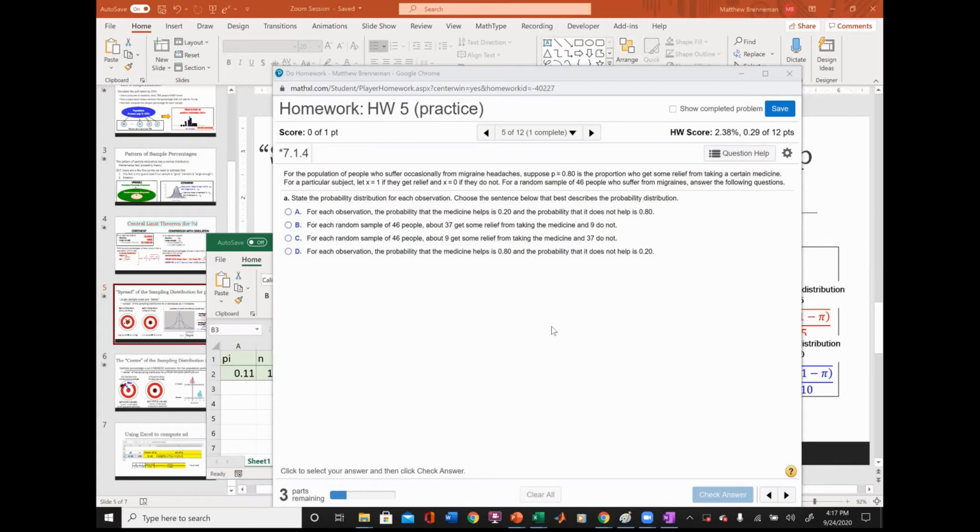Okay, for a population of people who suffer occasionally from migraine headaches, suppose P, and they mean pi here, is 80%, and that's the proportion of people who get some relief from taking a certain medication. For a particular subject, let X equal 1 if they get relief, X equal to 0 if they do not. And we want to consider a random sample of 46 people. So what they're asking for here in part A is the probability distribution for each observation.